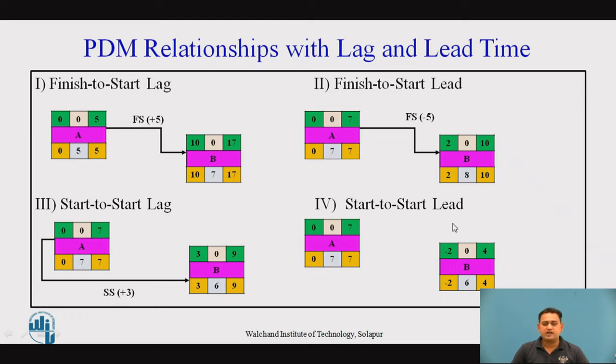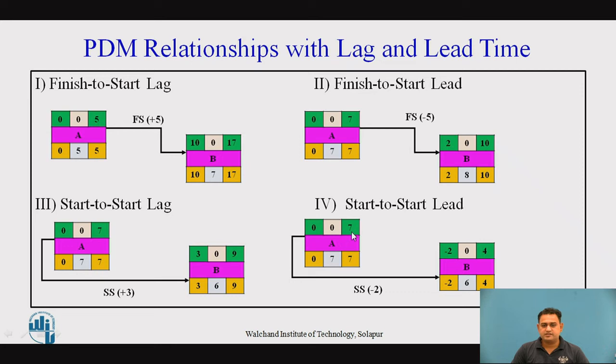Now, start to start with the lead time. This is the overall relationship as we observed, but here the only thing is that there is a relationship of start to start with the negative days, or you can say negative duration. Okay, now it is a minus 2. So similarly, we have to go for the time calculation, forward path.